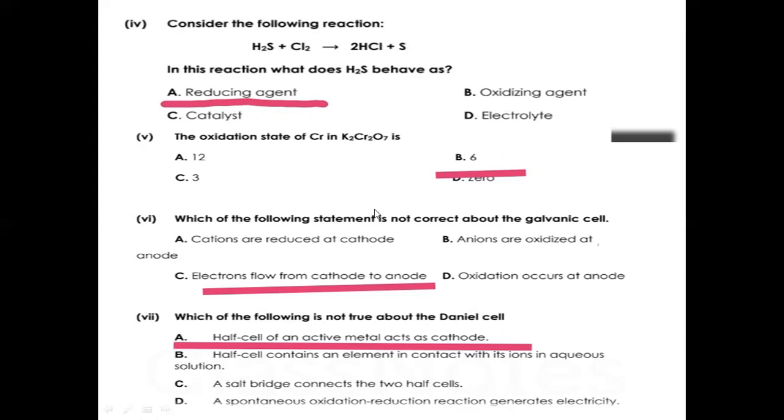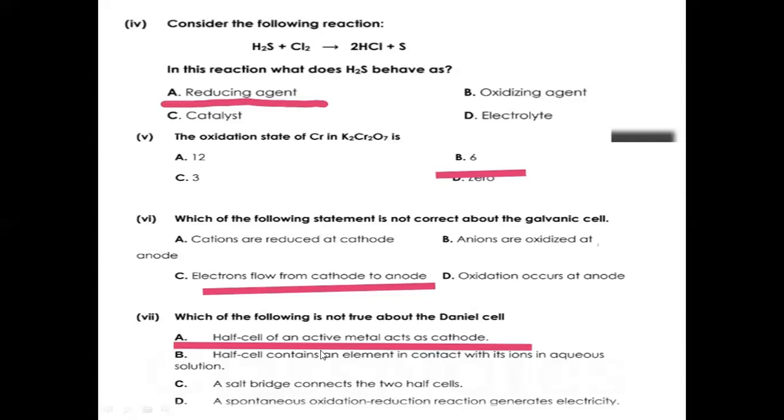Which of the following statements is not correct about the galvanic cell? Cations are reduced at cathode. This is correct. Anions are oxidized at anode. Correct. Electrons flow from cathode to anode. This is wrong because electrons always flow from anode to cathode. Oxidation occurs at anode. This is correct. So the wrong statement is that electrons flow from cathode to anode. The correct answer is electrons flow from anode to cathode.